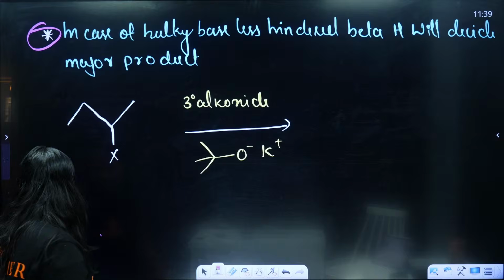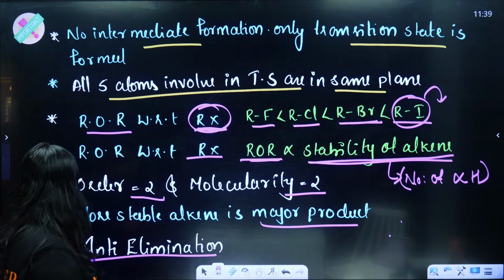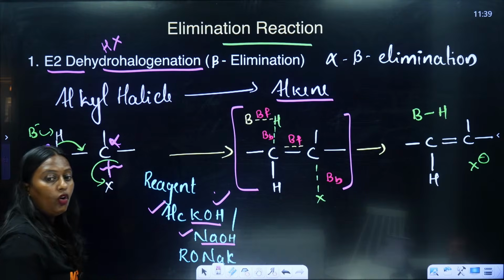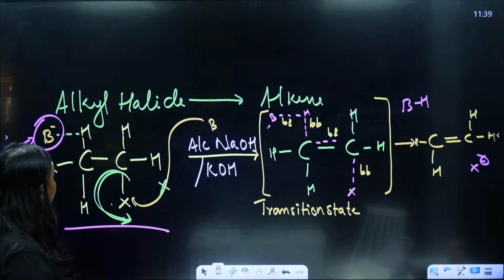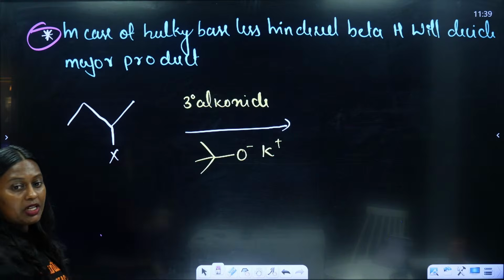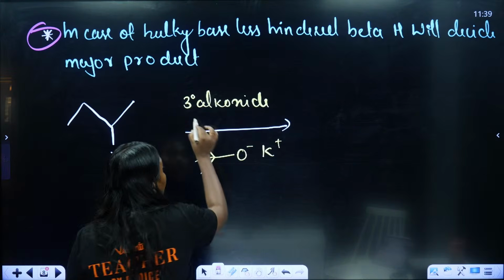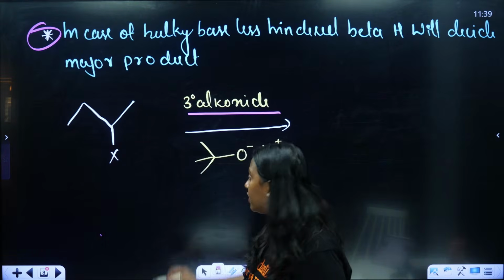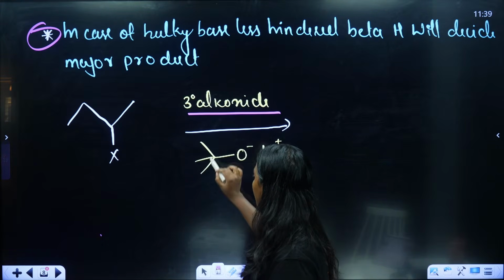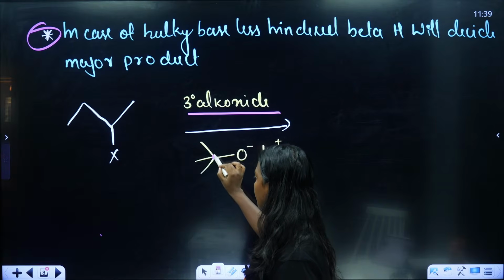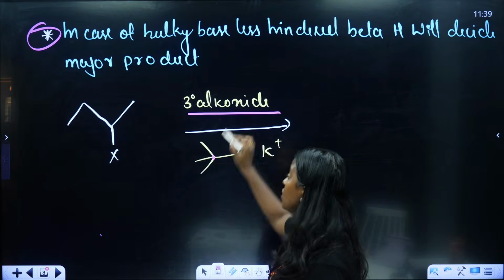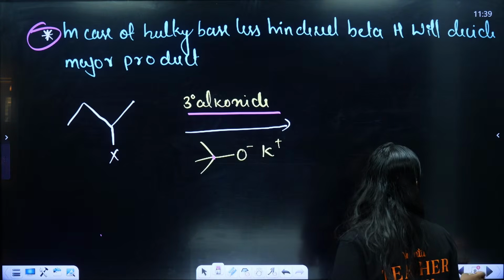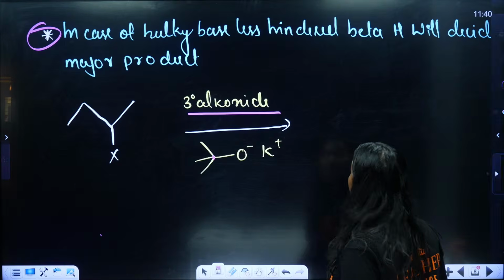Here we are using KOH, NaOH, and also we are using RONAK. So what does bulky base mean? Bulky base means tertiary alkoxide. Here you can see the oxygen is connected with a carbon, which is connected with three other carbons. So it is a bulky base.